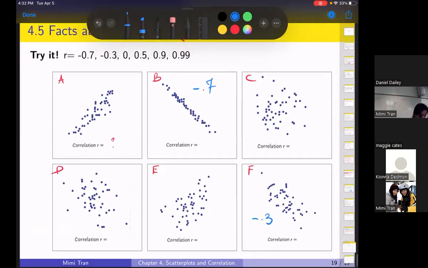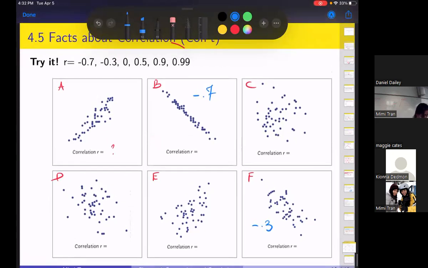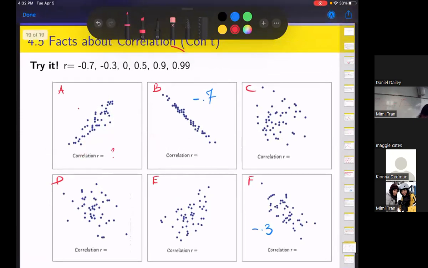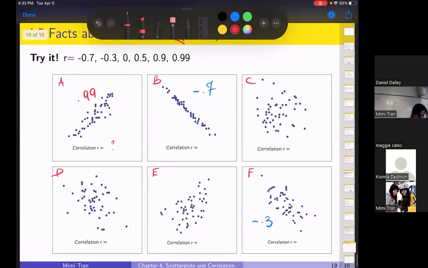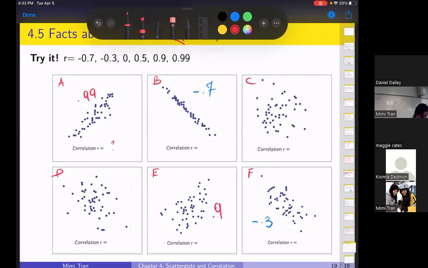Okay, so for the positive, what is the most positive one you'd see? Yeah, this one. So it's 0.99, right? The steepest one I see. What's next? What's the second steepest? E. Looks like E. Yeah, 0.9 for E.